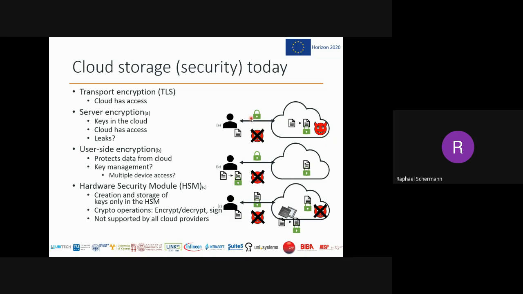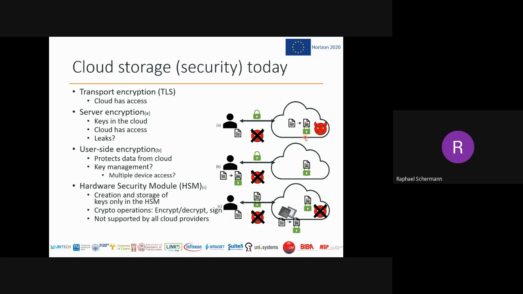So therefore, to overcome this issue, the cloud can use a server encryption. Here, the keys are stored in the cloud, and the cloud has access to the keys. So this means if an attacker has compromised the cloud and was able to leak the keys, then the attacker still has access to the whole file that has previously been sent by the user.